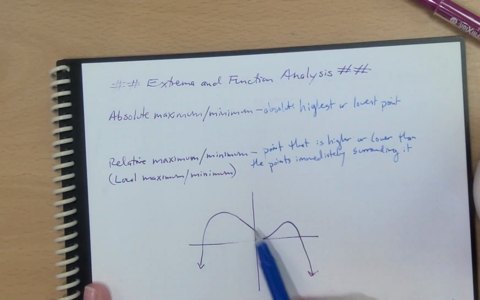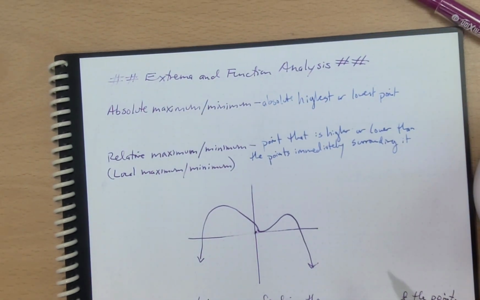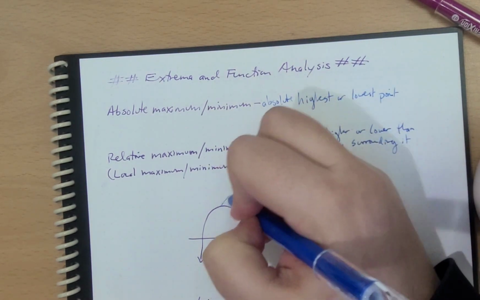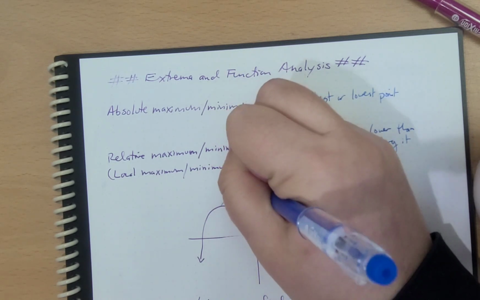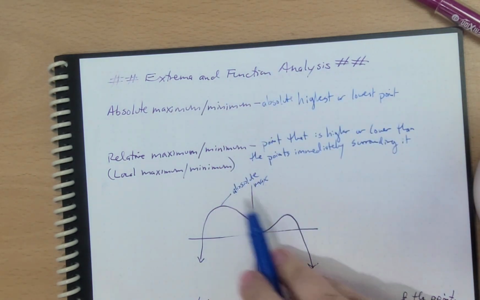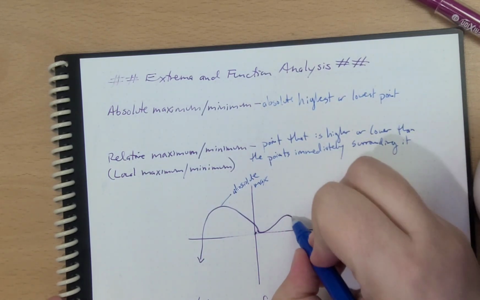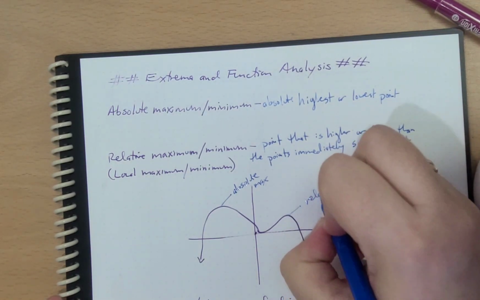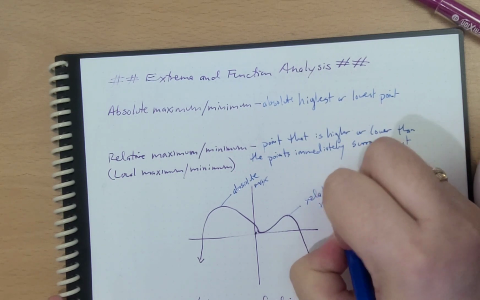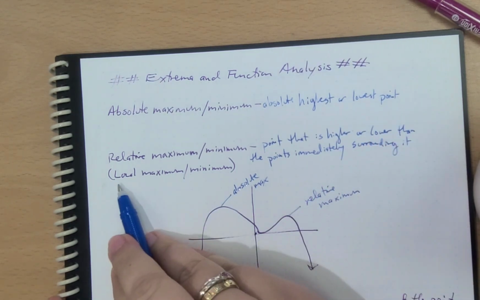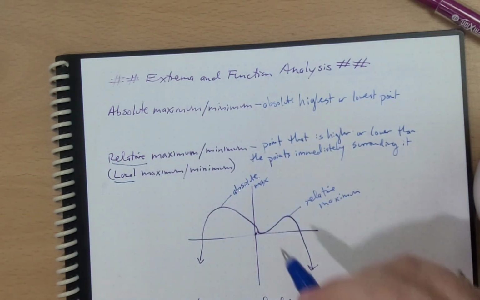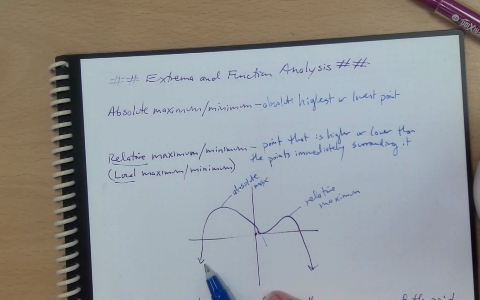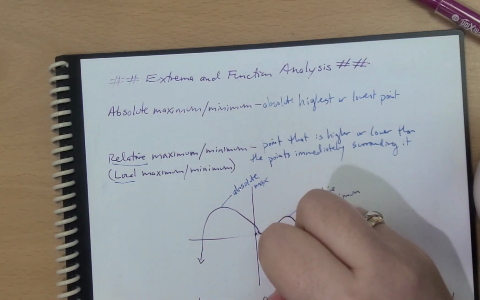Well, here we've got a graph, not a real pretty graph, but it is one. This would be our absolute maximum, right? It's the absolute highest point of this whole entire graph. This would be a relative maximum, and you might hear it also called a local maximum or minimum. I'm going to use these words interchangeably. This, because this goes off into negative infinity, is actually a relative minimum.